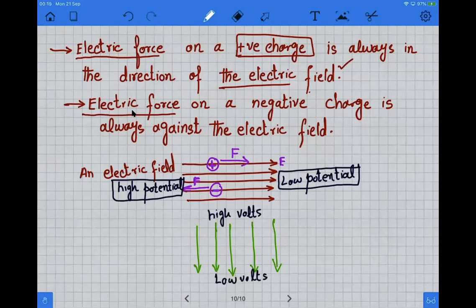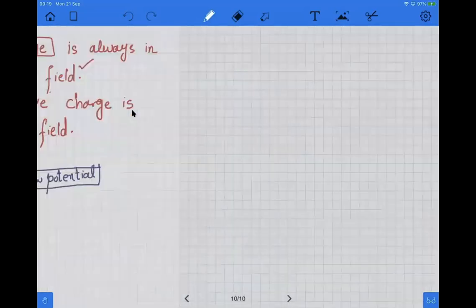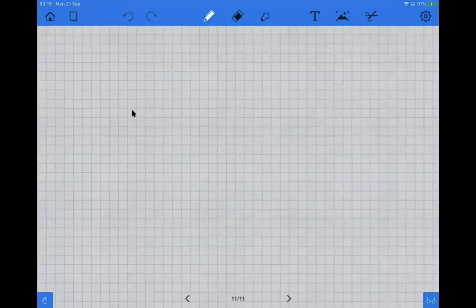Now, if you get a positive charge here and a negative charge here, force on the positive charge will be in the direction of the field and force on the negative charge will be opposite to the field. So this is the concept of force on a positive charge and a negative charge in electric field. What if the field is non-uniform? Although here we only have uniform fields, there are some problems about non-uniform fields as well.